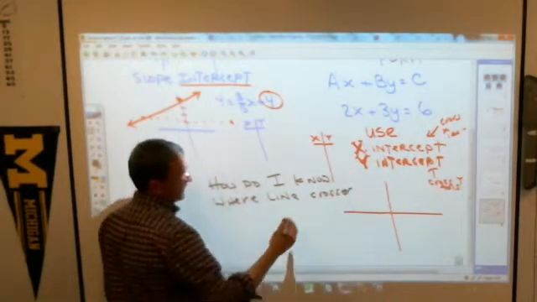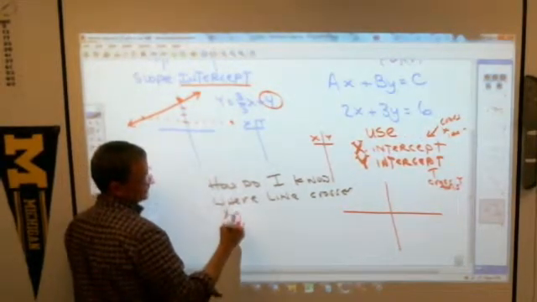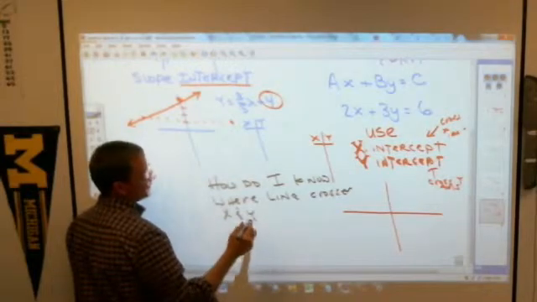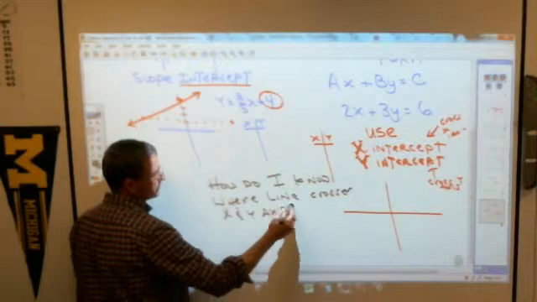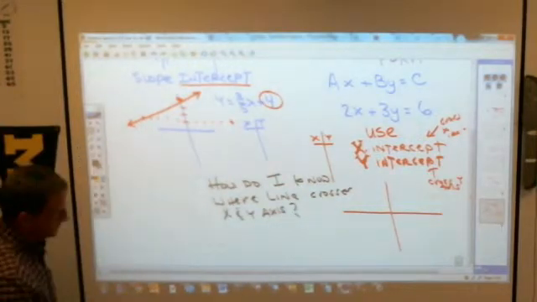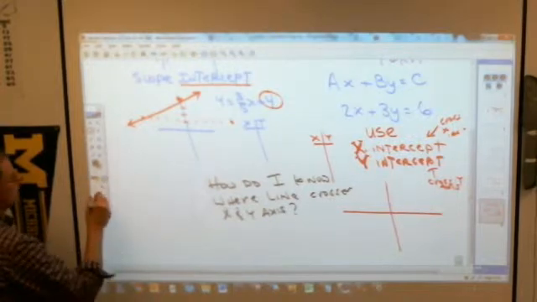How about everybody asks? How do I know where the line crosses the x and y axis? No, it's the x and y axis, not the y and x. One more time together. How do I know where the line crosses the x and y axis? Some of you were not participating.